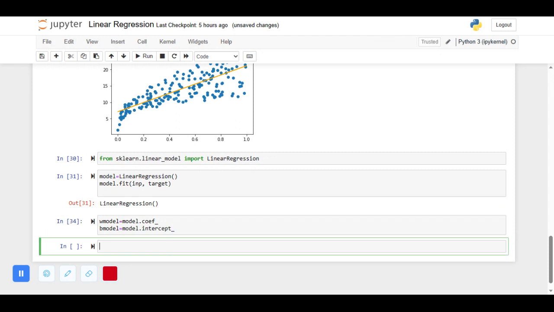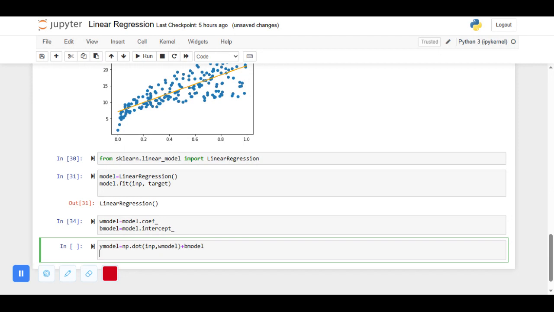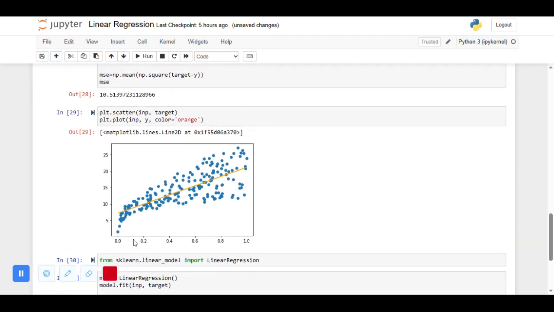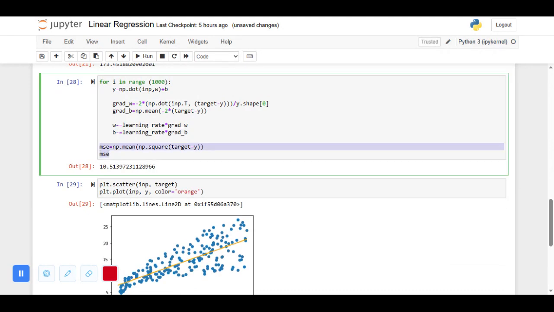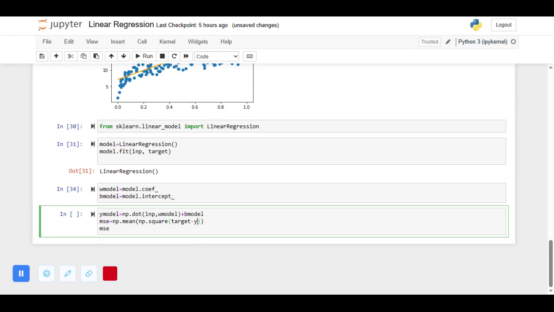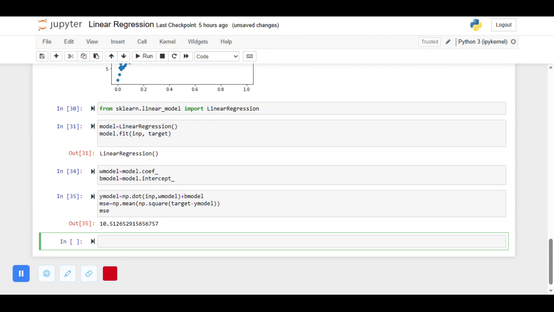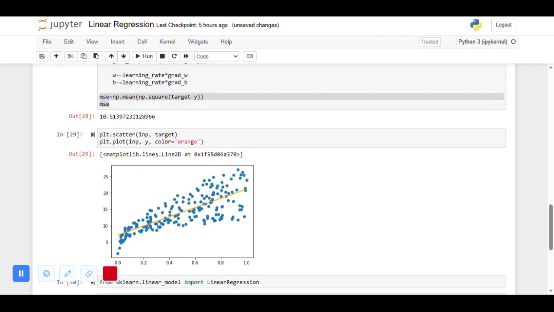So when we have the W and B, what we can do is Y_model is equal to the np.dot product of input and W_model plus B_model. Okay, so after getting the Y_model, we can calculate the mean square error of the new predicted Y. Instead of Y, we can put Y_model. Now let's see how much is the MSE from sklearn. You can see that it is exactly the same MSE value as we have gotten from our own model, 10.51, and this is also 10.51.